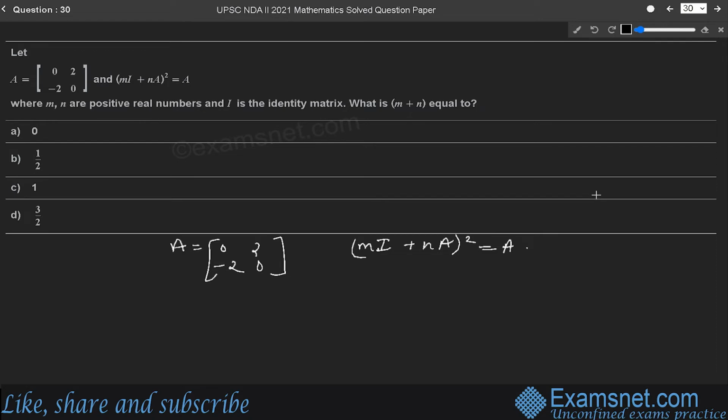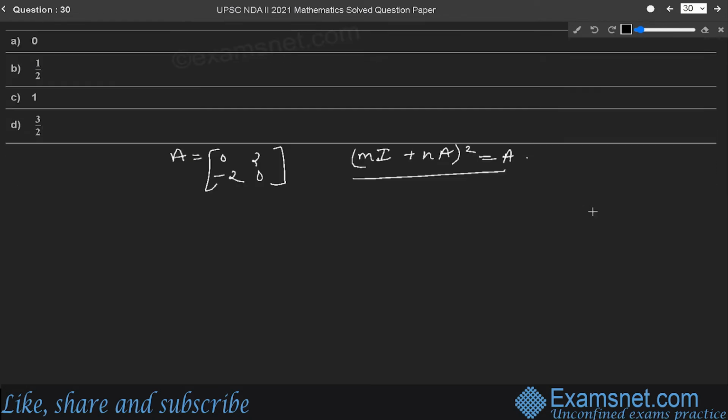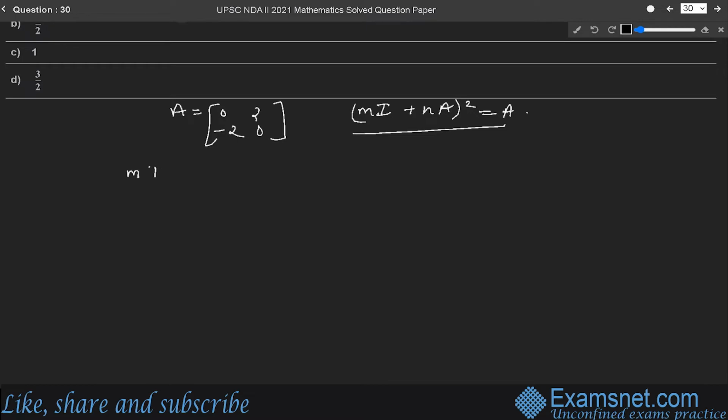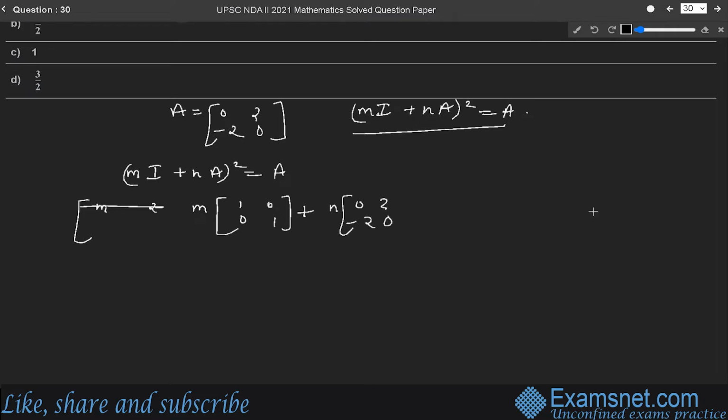So in this particular term, putting the value of I and A, we will get, see, the term is (mI + nA) whole square is equal to A. So putting the values here, we will get m into [1, 0; 0, 1] plus n into [0, 2; −2, 0], it will be equal to [m, 0; 0, m] plus [0, 2n; −2n, 0].